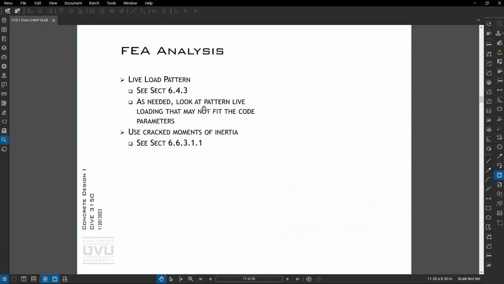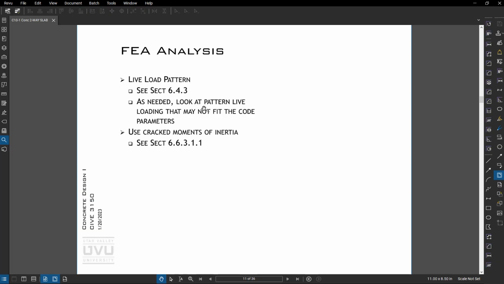Finite element. A great way to do this is an FEA model. We want to pattern the live loads, assuming that our live load is more than twice the dead load. The McGregor book, or the white book that we have listed, basically says if your live loads are not more than double your dead loads, the pattern live load effect isn't that big of a deal.